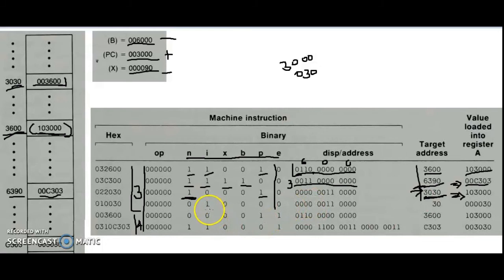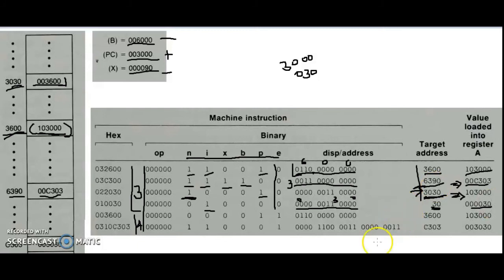Next is related to the immediate addressing mode. Immediate addressing mode means from the operand itself you will be getting the value. So 0011, that is 3, this one 0, and this one is also 0. So the resulting target address is 30, and that one will be treated as the value, in the displacement or address field.